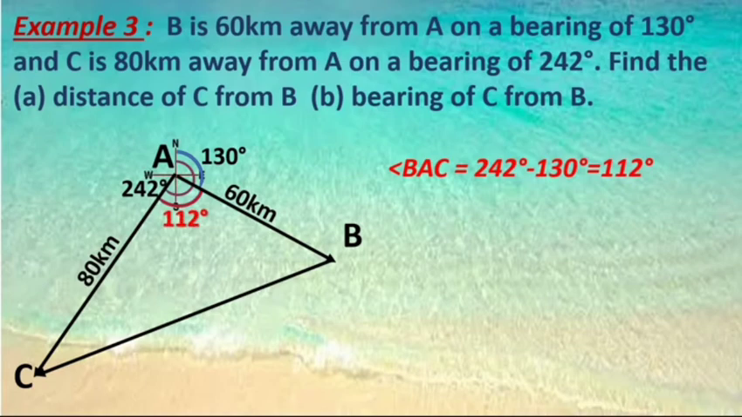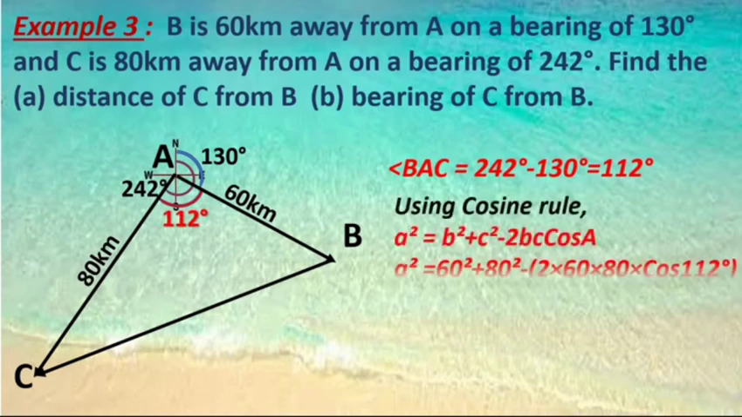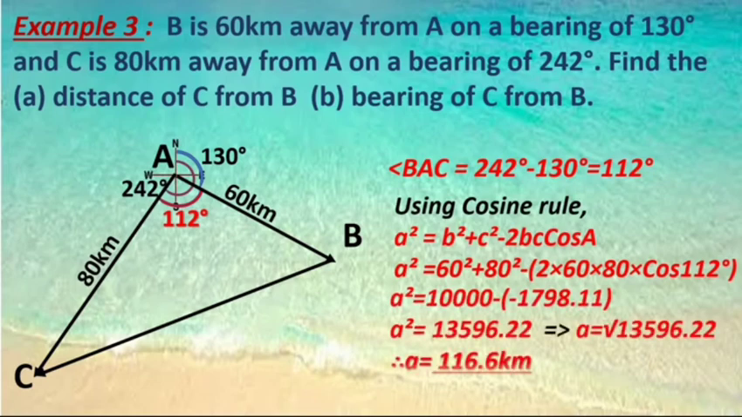With that included angle, I can now safely use the cosine rule. And in this case, the cosine rule is a squared equals b squared plus c squared minus 2bc cos A. Putting my values of angle A equals 112 degrees, side b 80 kilometers and side c as 60 kilometers, the distance between C and B, which is side a from the question, will be 116.6 kilometers. And that concludes the first part of the question.